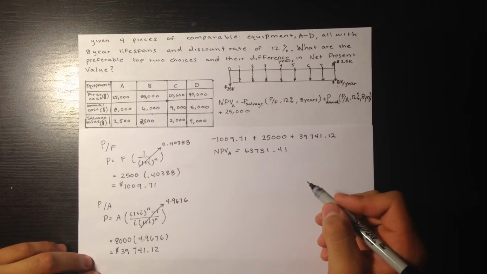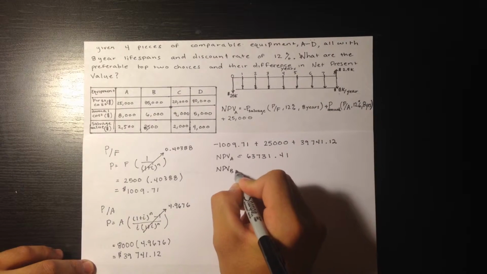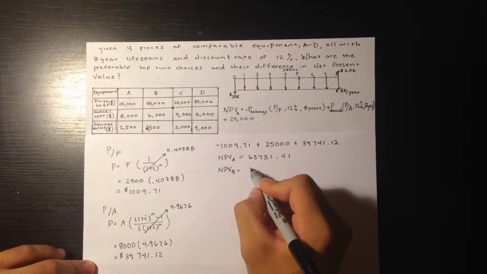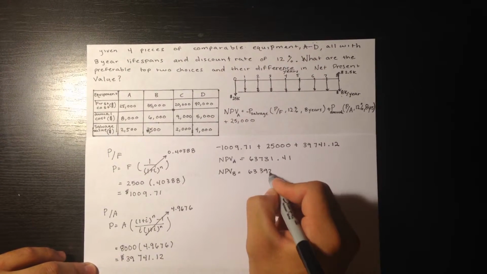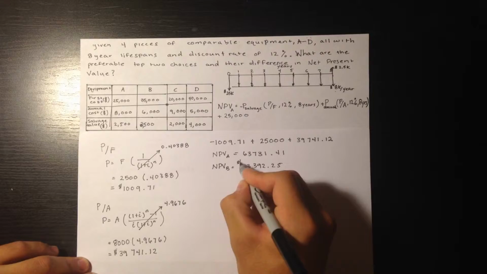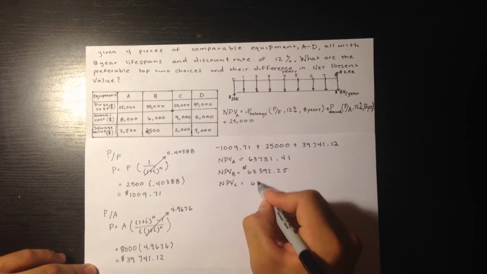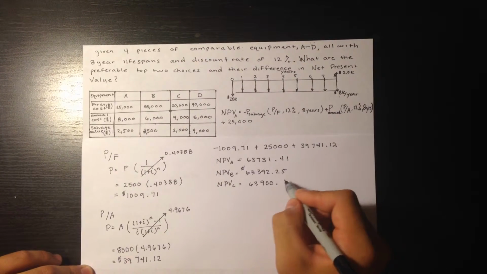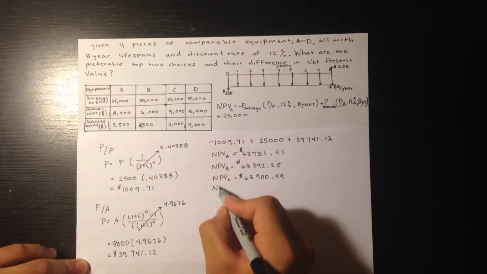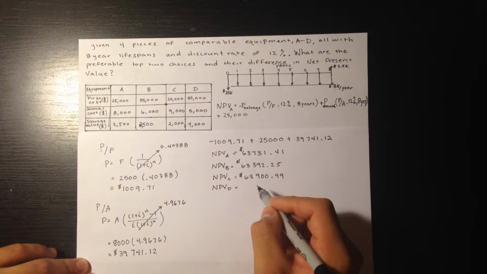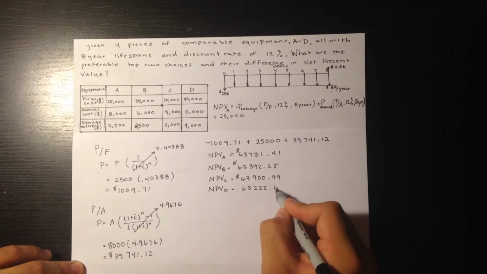Now we're going to go ahead and look back at our problem statement, which asks for us to find the preferable top 2 choices and their difference in net present value. So again, I said I would calculate these values for you using the equation above. For B, we have $63,392.25. For NPV of C, we have a value of $63,999. And NPV for D equals about $63,222.67.